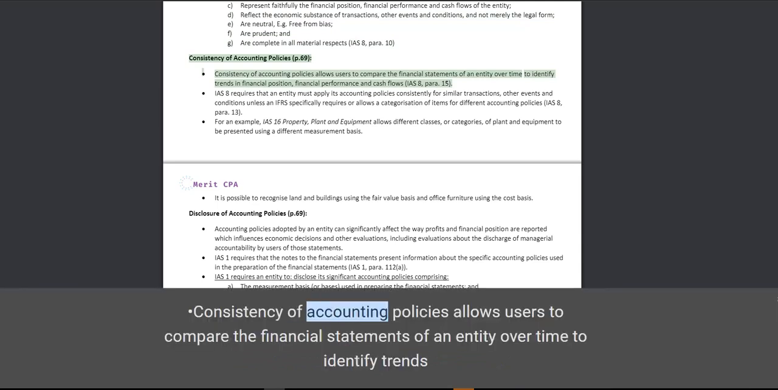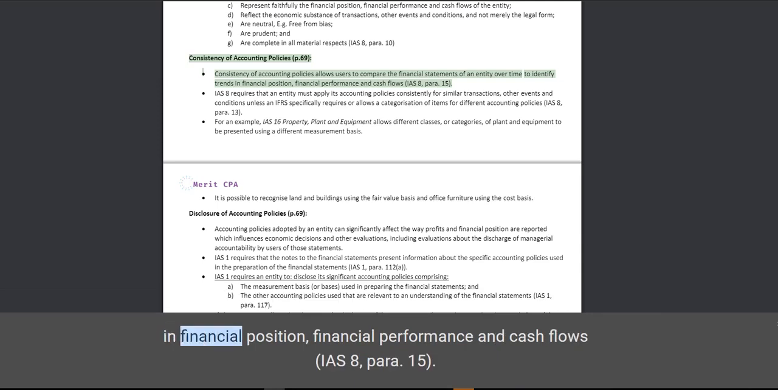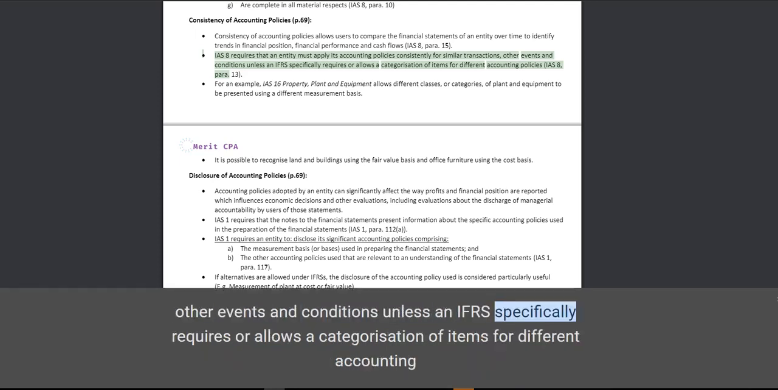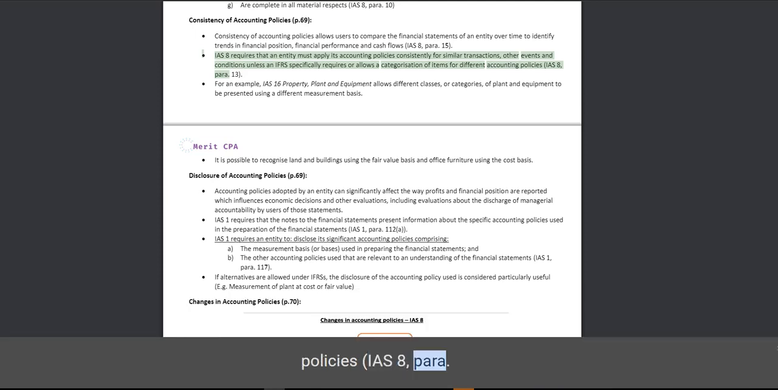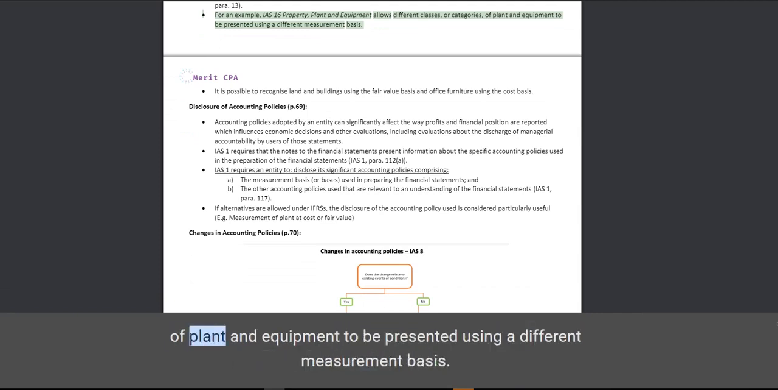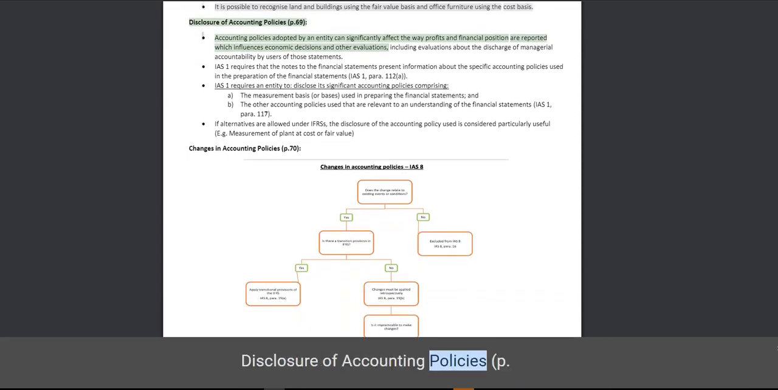Consistency of accounting policies allows users to compare the financial statements of an entity over time to identify trends in financial position, financial performance and cash flows. IAS 8, para. 13. IAS 8 requires that an entity must apply its accounting policies consistently for similar transactions, other events and conditions, unless an IFRS specifically requires or allows the categorization of items for different accounting policies. For example, IAS 16 Property, plant and equipment allows different classes, or categories, of plant and equipment to be presented using a different measurement basis. Disclosure of accounting policies.